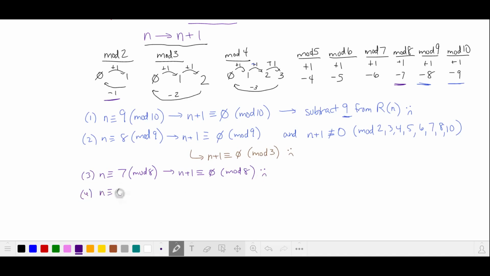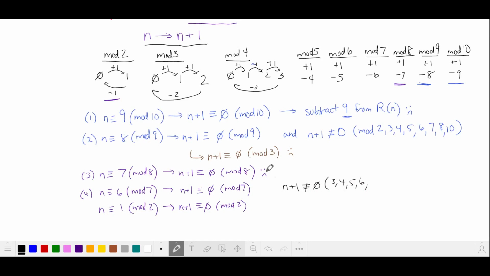Let's try n is equal to 6 mod 7. n plus 1 gets to be a multiple of 7. We lose 6 in the process. If we combine this with an n that is 1 more than a multiple of 2, then n plus 1 is an even number. Altogether here, we lose 7, and we can make up for that with our remaining 7 divisions. That's only going to happen if n plus 1 is not a multiple of any of these other numbers: 3, 4, 5, 6, 8, 9, and 10.